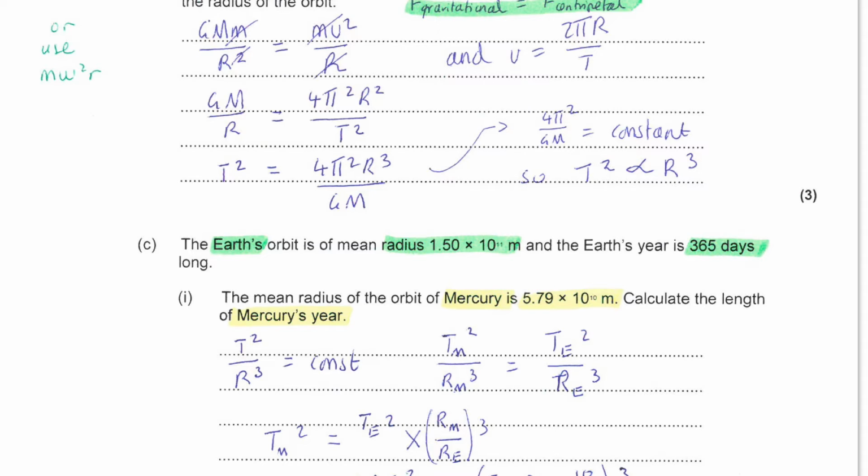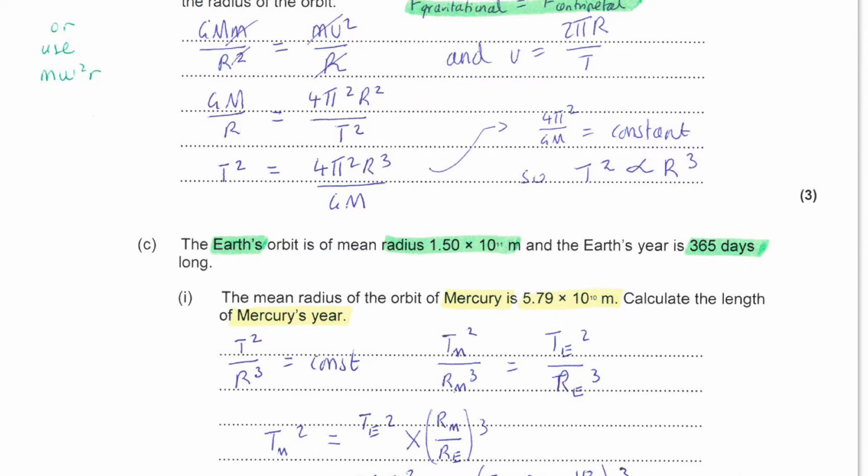You could use the alternative with angular velocity in it, so m omega squared r, and you'll see in question 23 that I did do it that way on that occasion. So equating the 2 expressions for force and then simplifying and rearranging. You do need to bring in the fact that the velocity equals the circumference divided by the time period. So I've done that here.